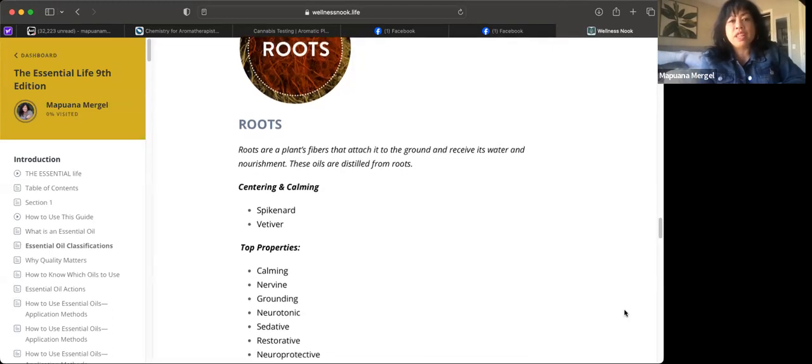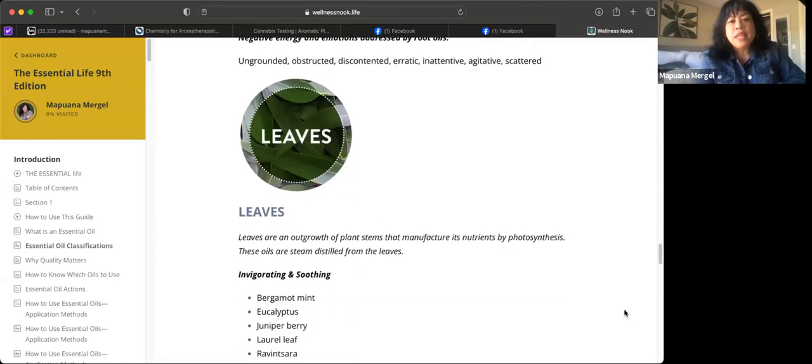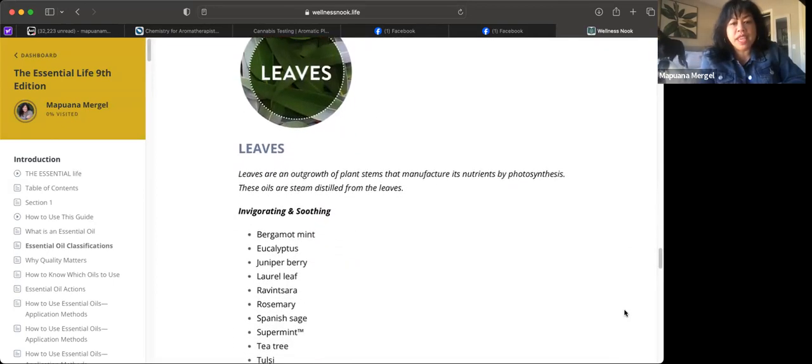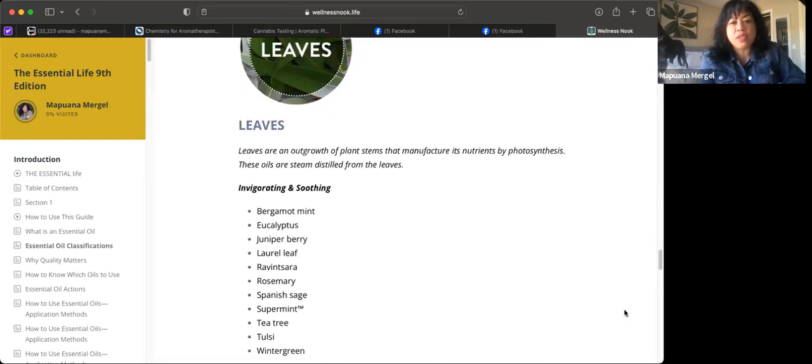So that's one of our classifications, roots. Okay. Now we're going to move on to leaves. Can you think of some of these oils and their benefits? Leaves are an outgrowth of plant stems that manufacture its nutrients by photosynthesis. These oils are steam distilled from the leaves, so they prove to be invigorating and soothing. So you have bergamot mint, eucalyptus, great for all types of congestion, right? Wonderful in the shower. Then you have juniper berry, laurel leaf, and ravensara.